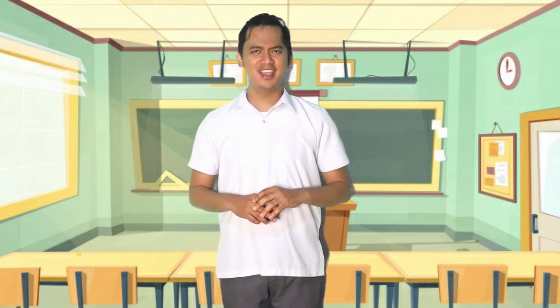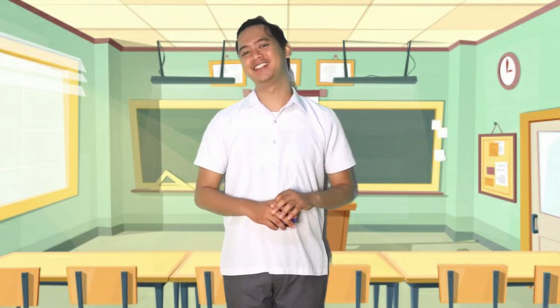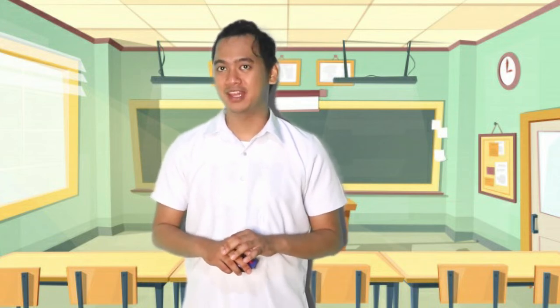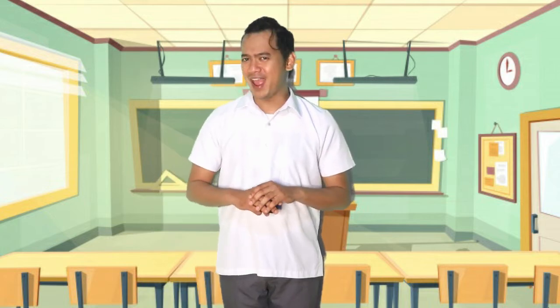Number 3. What was Anna's answer to Mary? Excellent! You got it right! Anna told her that she was busy and had already set an appointment with John. What have you observed in your answer?